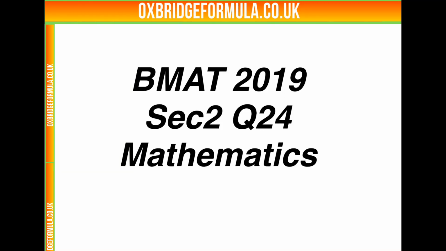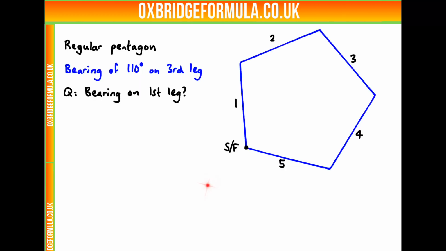This is question 24 on maths from section 2 of the 2019 BMAT. So we're told that a running track is in the shape of a regular pentagon and it's divided into these 5 legs, starting here and running clockwise. Now the bearing on the third leg is 110 degrees for the runner, and so we're asked, based on that, what is the bearing when running on the first leg?